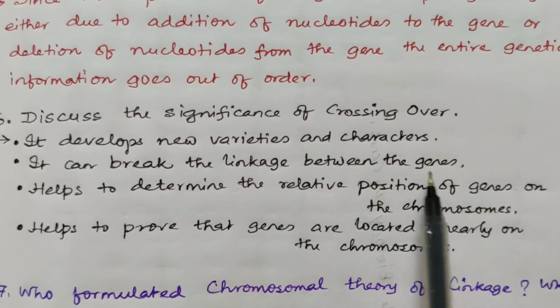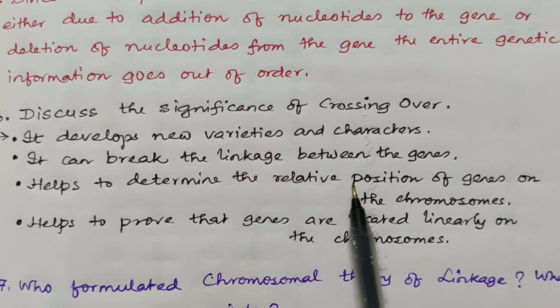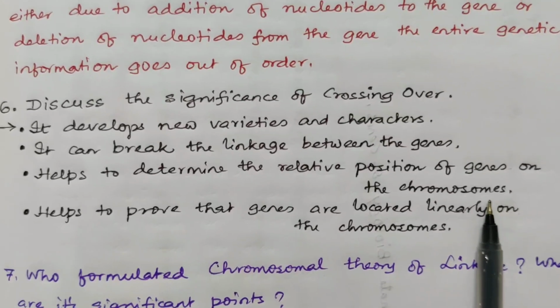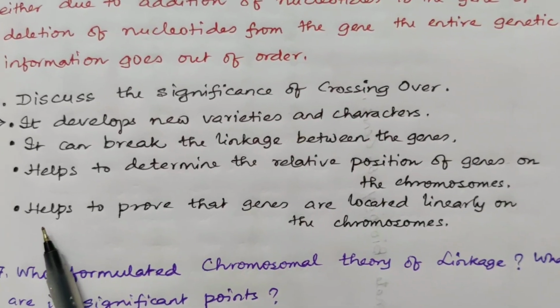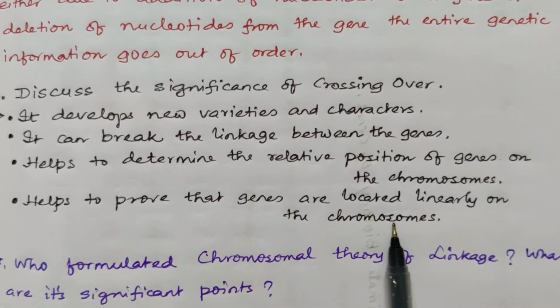Now, if there is crossing over, the linkage is definitely going to be broken. It helps to determine the relative position of genes on the chromosomes. Right? The next is, it helps to prove that genes are located linearly on the chromosomes.